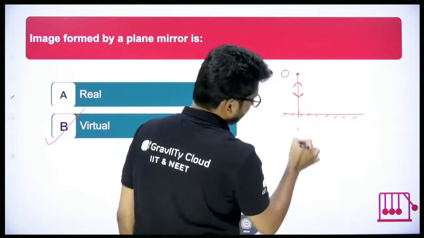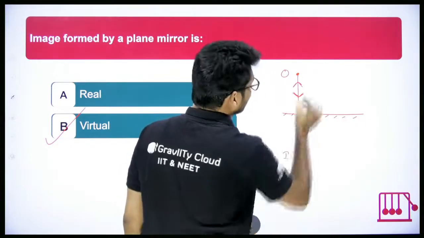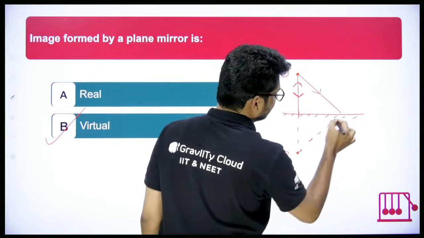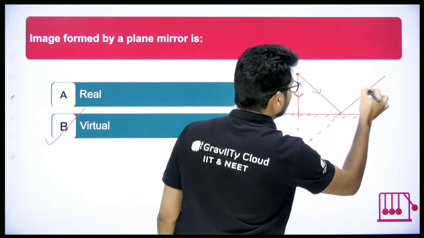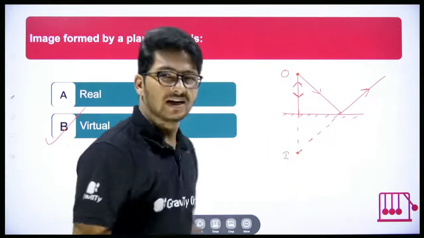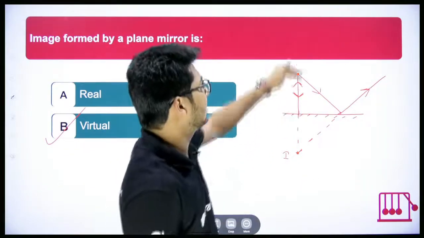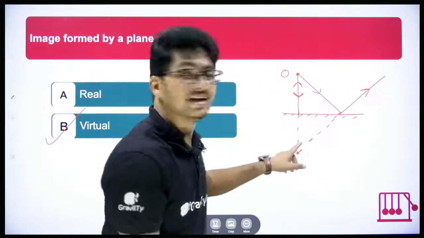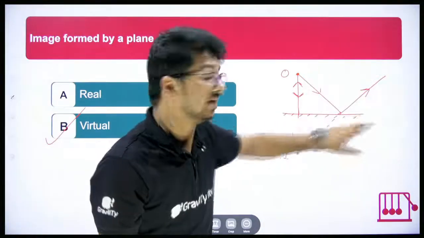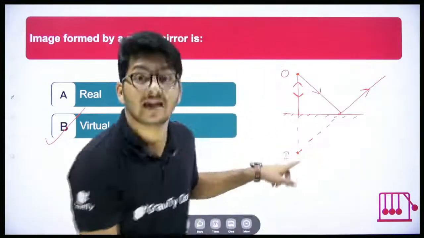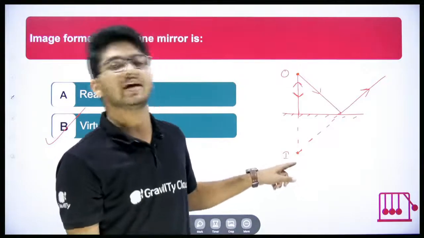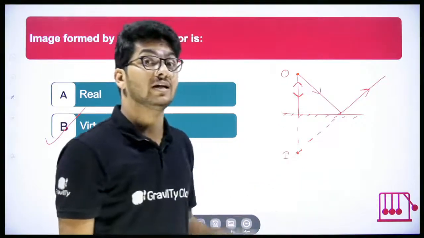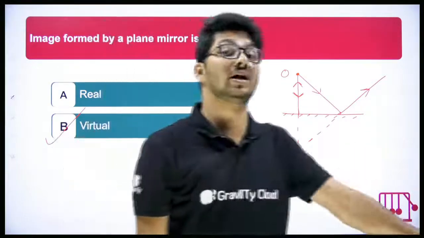Let's say here is the image. I'll take another ray. It will also undergo reflection, and then it will be reflected like this. Look at the reflected rays: one reflected ray is going up, and the other is going like this. Are they meeting anywhere? No, they are not actually meeting. When we extend them back, then they appear to meet. So wherever the rays appear to meet, the image formed will be a virtual image.